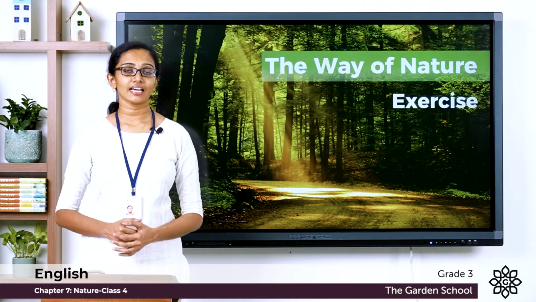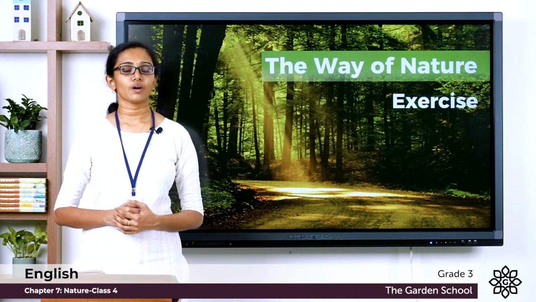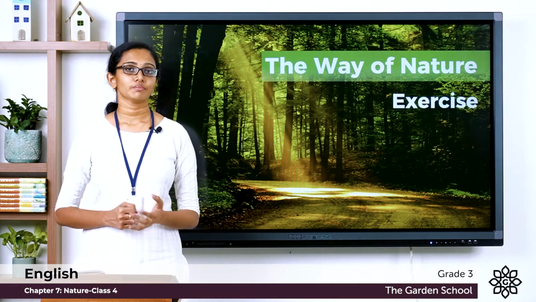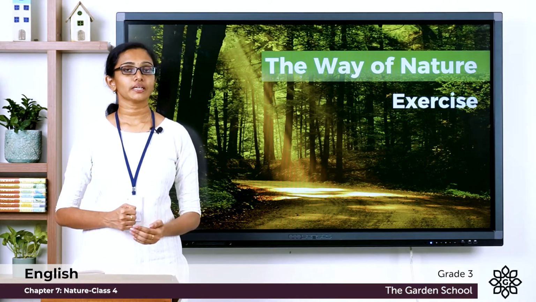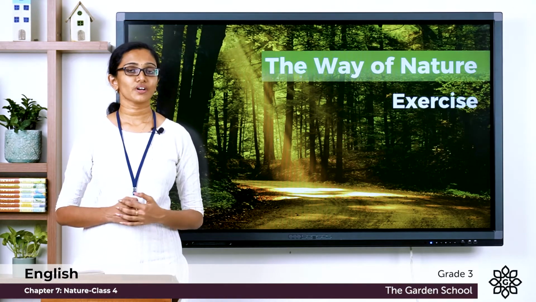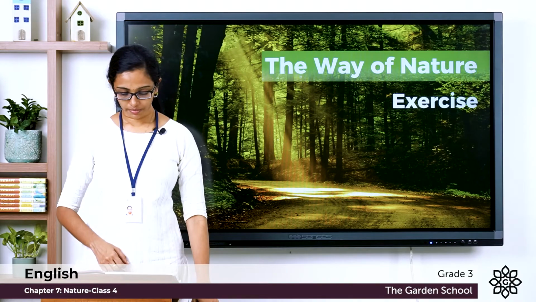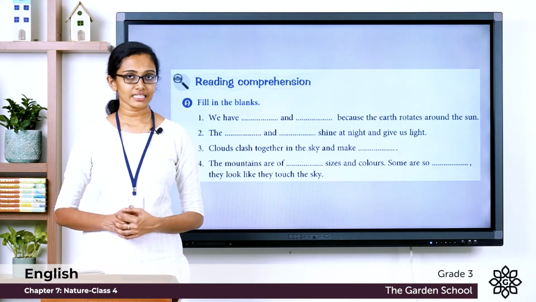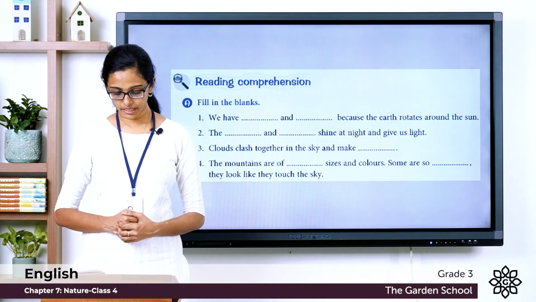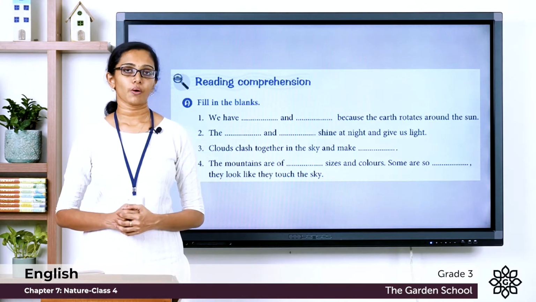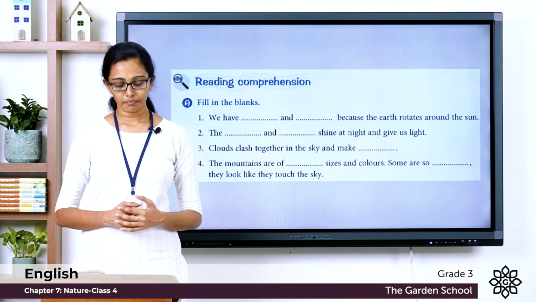In the previous class, we learned the poem, The Way of Nature. Today, we'll see the exercise from the chapter. Before that, I suggest you read the poem once again and then come to the exercise part. So, the first exercise is reading comprehension and it is to fill in the blanks. We can see 4 sentences given there with blanks in between. You have to fill in the blanks with appropriate words from the poem. So let's see the questions one by one.